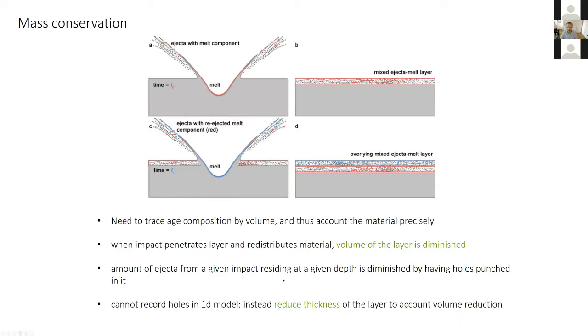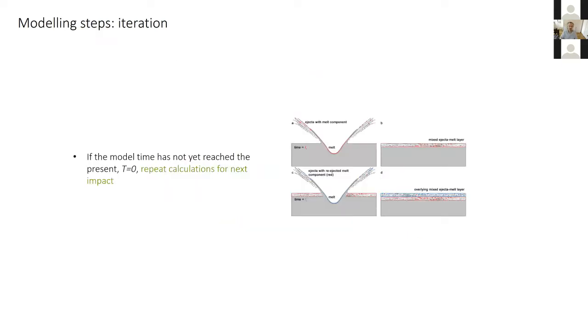So what we do instead is reduce the thickness of the layer in the same way to account for the volume reduction. So we calculate what the hole would have been relative to the area that we're considering, and instead of punching that hole, we just diminish the thickness of the layer to keep the volume of that material as it should be. And then we iterate the model. So we go on and produce the next impact and produce the next impact of the next diameter until we reach the present day. So that may be tens or hundreds of thousands of impacts.